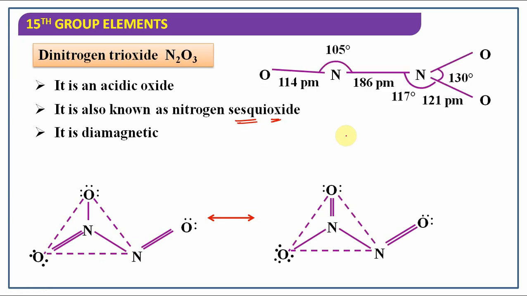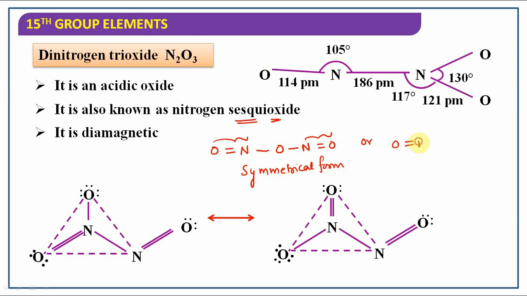If you observe carefully, you can write two structures. Very simple to remember. On both sides of oxygen, N double bond O, N double bond O is there. So this is nothing but the symmetrical form of N2O3, or you can write it as the asymmetrical form, N double bond O and now N double bond O and O. So this form is the asymmetric form.